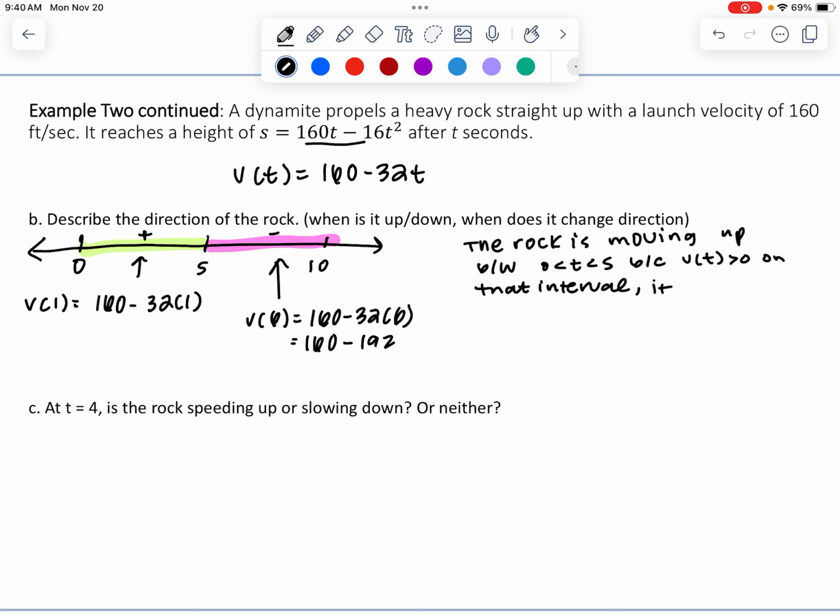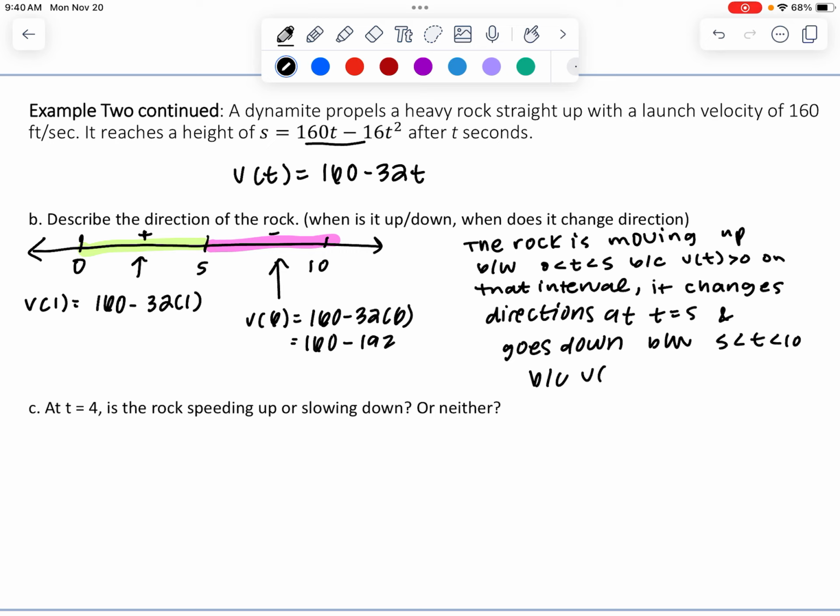It changes directions at t equals 5 and goes down between 5 < t < 10, because velocity is less than 0.